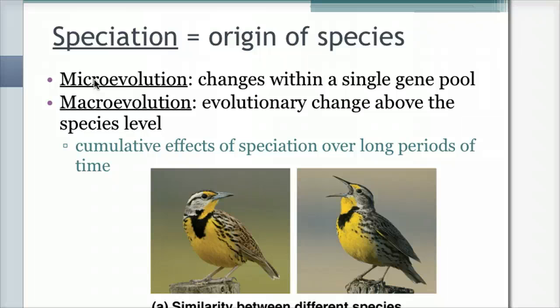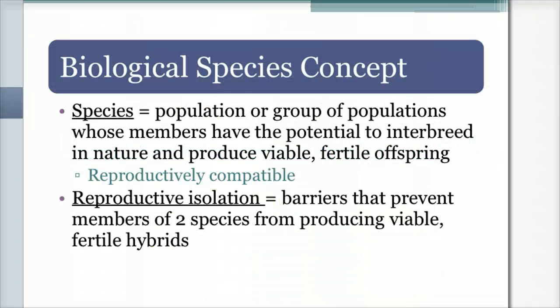Macro is evolutionary change above the species level. So we're talking about very, very long periods of time, not a small level. That's why they call it macro, for large. The concept of species: a species is a population, or a group of populations, whose members have the potential to interbreed and produce fertile offspring. So if I say these animals are of the same species or these are not from the same species, I'm essentially saying they have the potential to produce fertile, viable offspring. If they can't produce offspring, they're not from the same species.